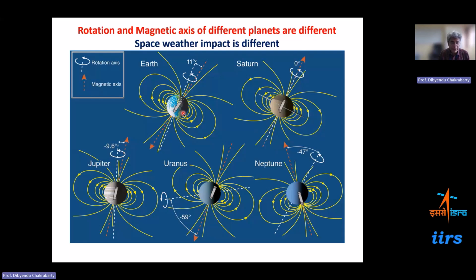So the kind of space weather impact you will see depends not only on the solar wind, but also on the kind of magnetic field geometry you have on a particular planet. So it is very, very important to consider both aspects in order to have a perfect assessment of space weather.